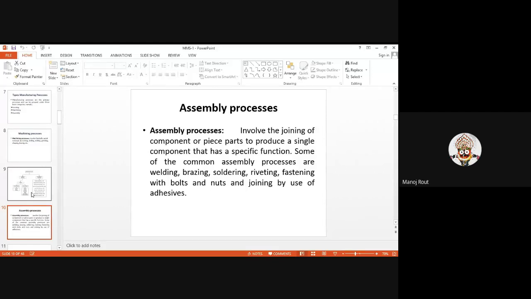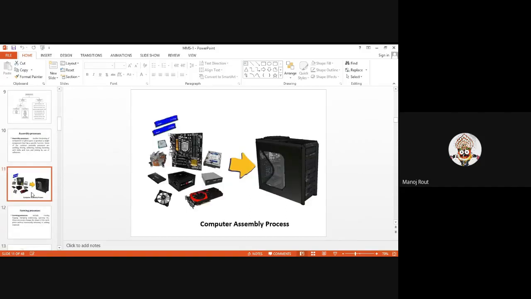Some of the common assembly processes are welding, brazing, soldering, riveting, fastening with bolts and nuts, and joining by use of adhesives. A typical example is your computer assembly process, where different sub-assemblies or sub-components are combined to form a desktop, which generally includes your motherboard, the hard disks, and all the components which combine to form a computer assembly.